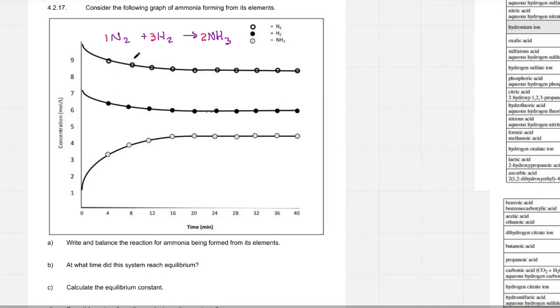Okay, so this shows we have three plots, and one of them here is open white circles. That's our nitrogen. So this shows we started with a certain amount of nitrogen, and then the amount dropped. Why? Because the reaction's using it up. And the black dots are hydrogen. Again, we started with roughly 7 moles per liter of hydrogen, and then that amount dropped as we used it up. And we started with some low amount of ammonia, and then that amount went up. Why? Because the reaction's making it.